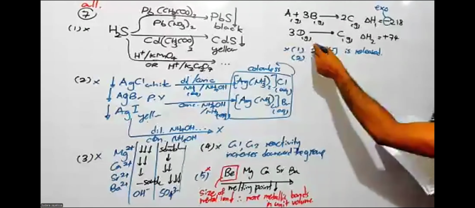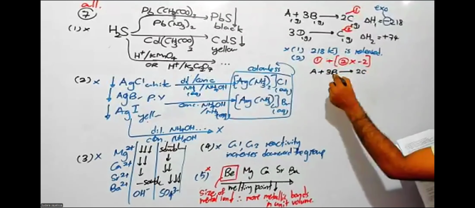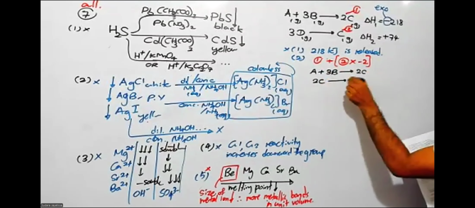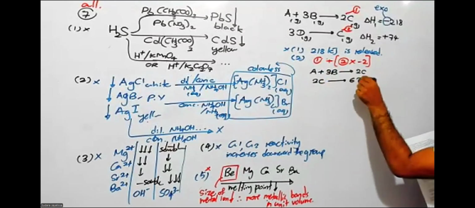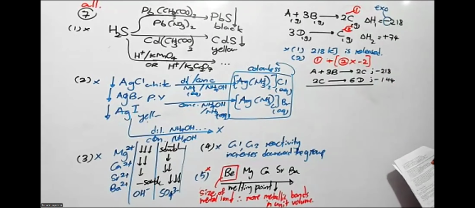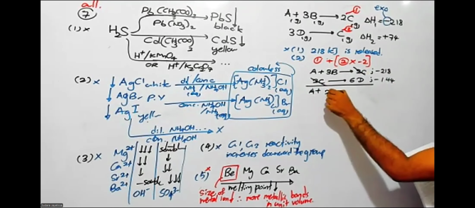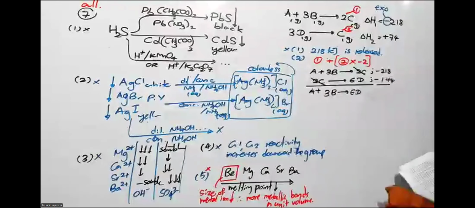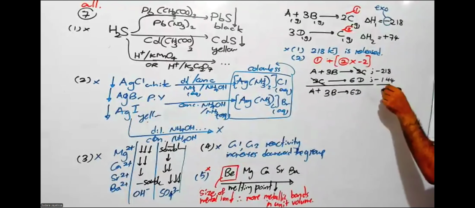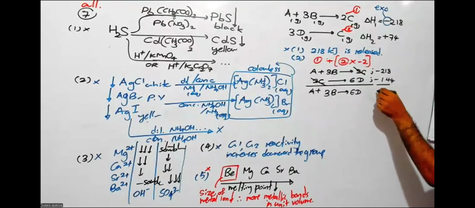to the second one after reversing the second one and multiplying by 2. I'll show how it is happening. Now you have A plus 3B goes to 2C. Then if you reverse the second equation and multiply by 2, it becomes 2C goes to 6D. Now the same thing happens to the enthalpy change. This one is minus 144, because you reverse and multiply by 2. And now you can see 2C gets cancelled. You get the A plus 3B goes to 6D reaction, and the enthalpy change is the sum of these two. It will be 216 minus 362. That is the enthalpy change, exothermic.